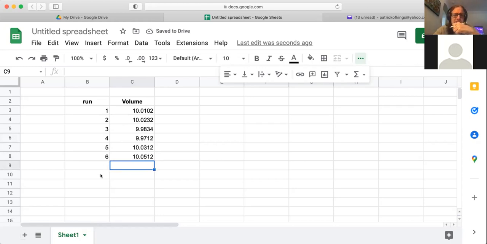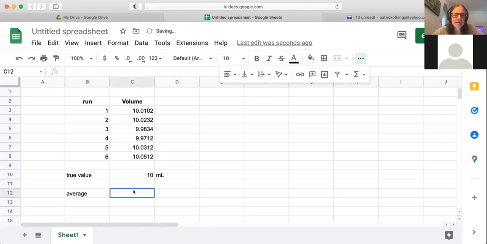So let's say that our true value is 10 ml. I'll put the units over here, in a different cell. So those are all entered in there. So let's do the average first. So I'm going to do the average. Oops, I'm going to spell average right.